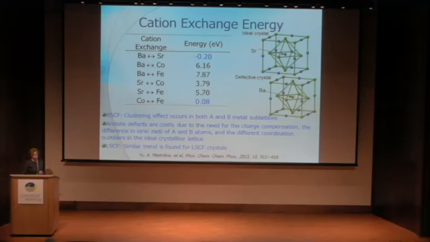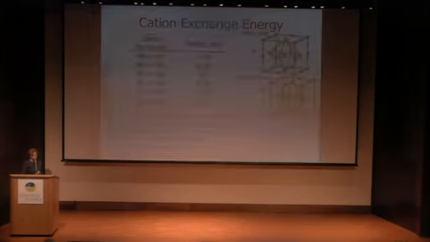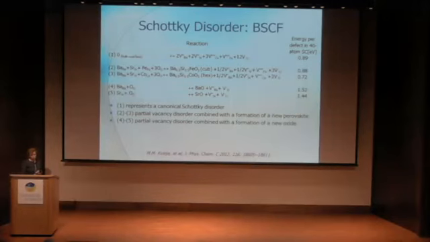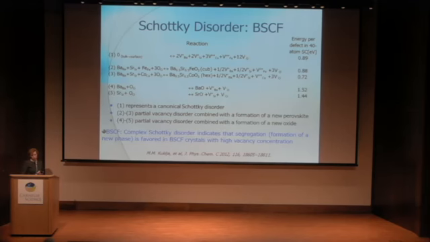So antisite defects are costly, right, due to the need for the charge compensation, the difference in ionic radii of both atoms, and the different coordination number in ideal crystalline lattice. So we think that this kind of defects are probably not happening, or if they're happening, they're not that often and not that popular. Interestingly enough, in LSCF, similar trends were found in respect to this kind of disorder. Then we looked at Schottky disorder in BSCF and found that complex Schottky disorder indicates that segregation is favored in BSCF crystals with high concentration of vacancies.